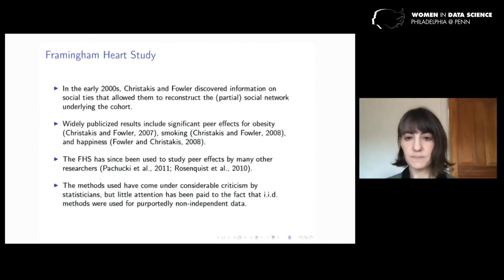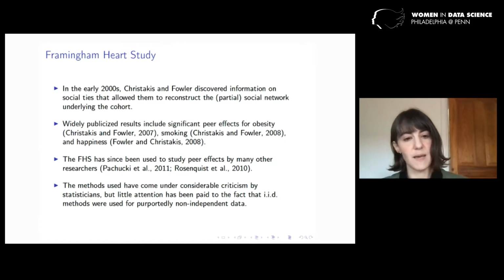in order to be able to create that network. And then they published a series of extremely influential and highly publicized papers looking for evidence of peer effects for lots of different outcomes in the Framingham Heart Study data. And this initiated a lot of interest in using similar methods to estimate peer effects in social network data, both using the Framingham Heart Study social network and other non-experimental social network data sets.